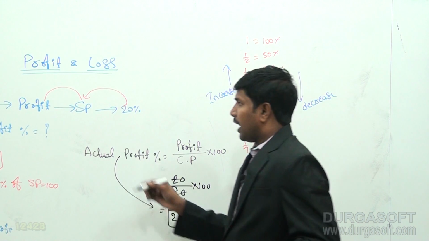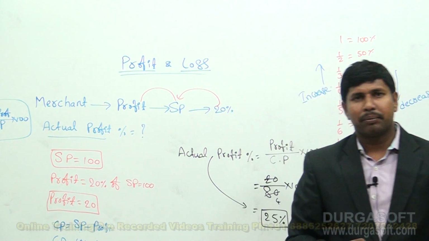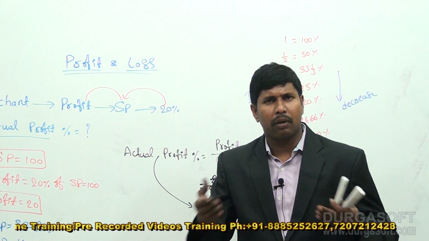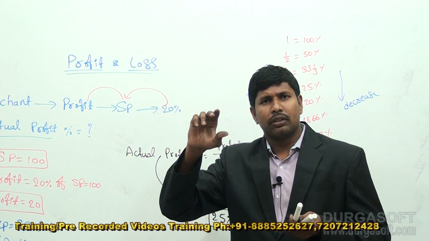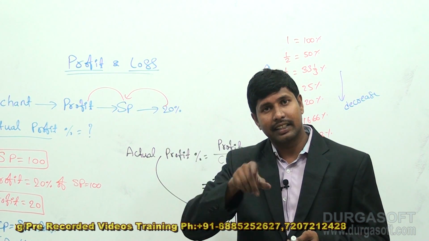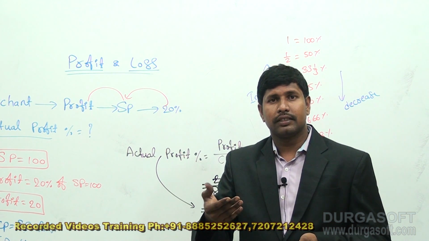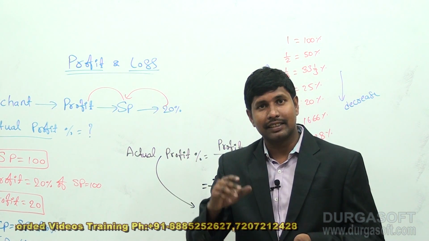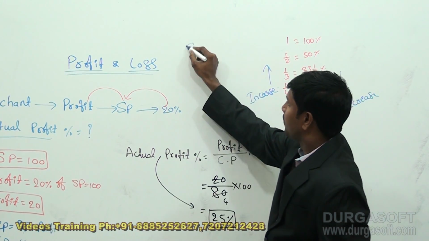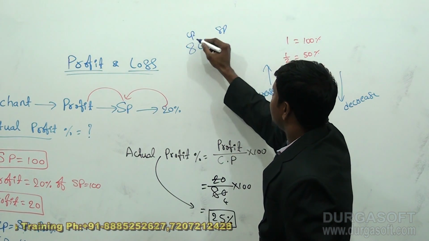Now, I am asking for the actual profit percentage. Actual profit percentage is nothing but profit. What do you mean by profit? A profit is when the selling price is greater than the cost price, which means indirectly the cost price is less than the selling price, that is, the selling price is increased over the cost price. Suppose I take 80 rupees as the cost price, now the selling price is greater than that.